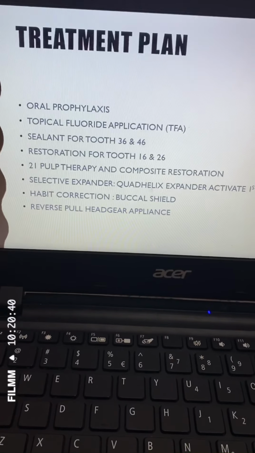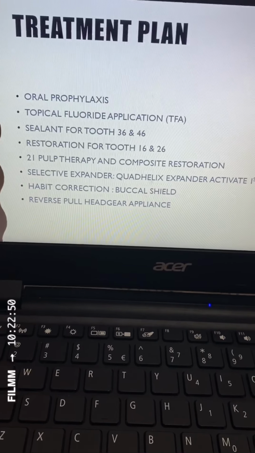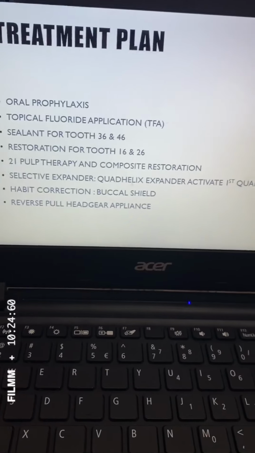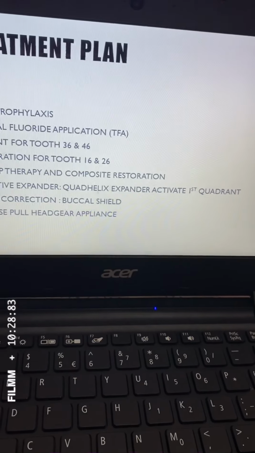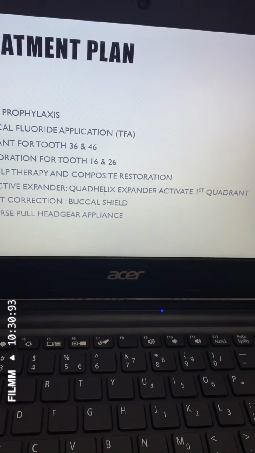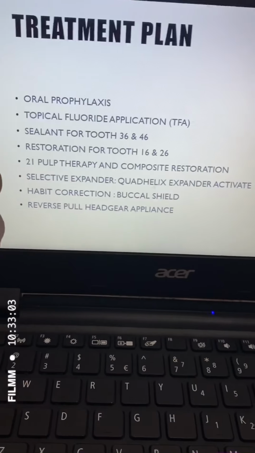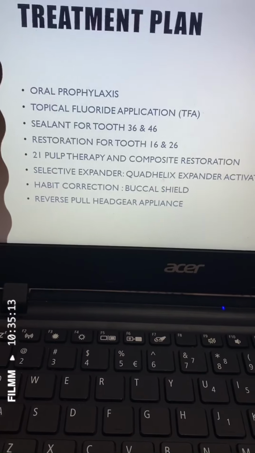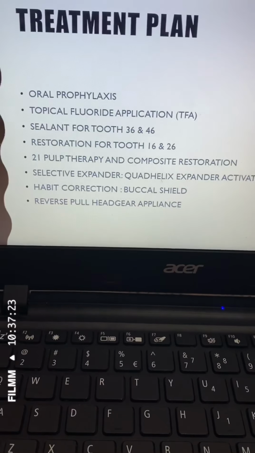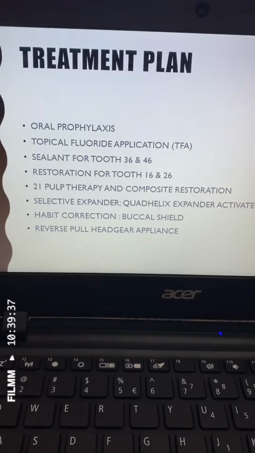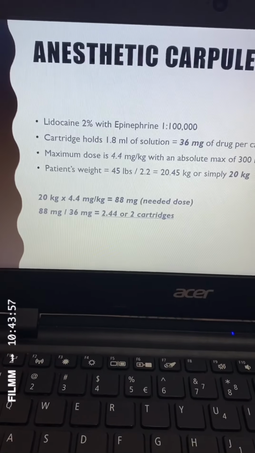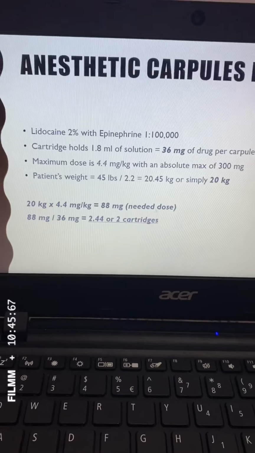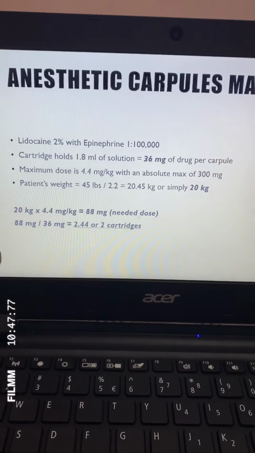So next is to have a selective expander, which is the quad helix expander. But we only need to activate the first quadrant because the other quadrant needs to have stripping only. So for the habit correction, we need to fabricate a buccal shield. And lastly, the reverse pull headgear or the face mask appliance.